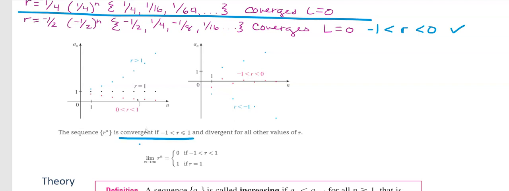And then what this statement does is tells us that what it's convergent to is either 0 or 1 based on what the r values are. So if r is between -1 and 1, it's convergent to 0. If r is equal to 1, it's convergent to 1. So this theory is going to come into play when we're working on question 15.